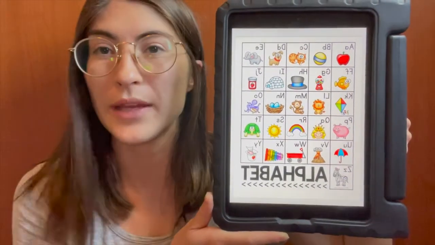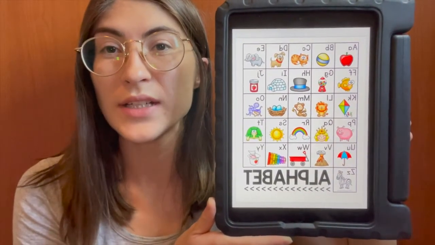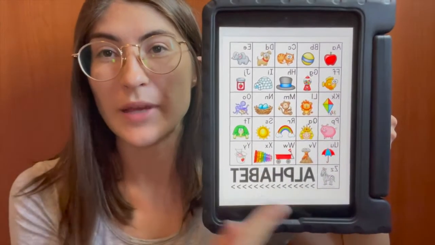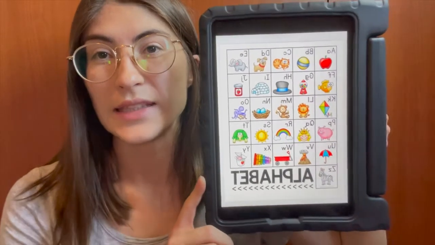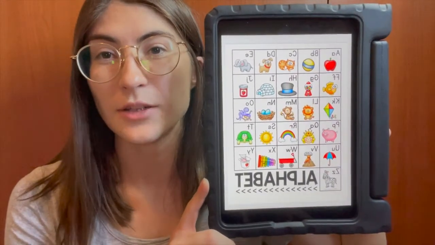It can also help them with sounding out words. As you can see, there are pictures that correspond with each letter, and it helps with at least one of the sounds that each letter makes.